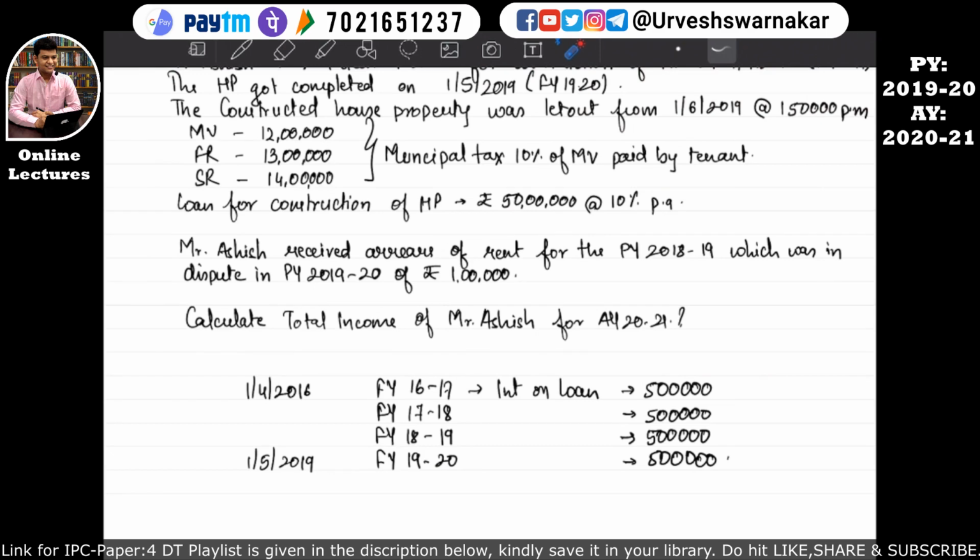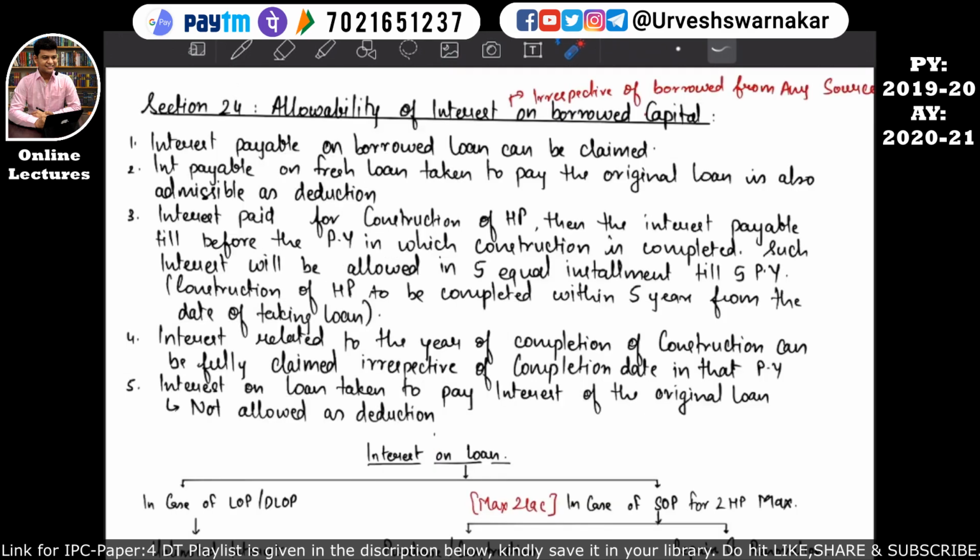So that means, come back to our format book. Up to here, whatever interest the assessee has paid will get clubbed. That is what this point is telling till here. Interest paid for the construction of the house property, then the interest payable till before the previous year in which construction is completed, such interest will be allowed in 5 equal installments over 5 previous years.